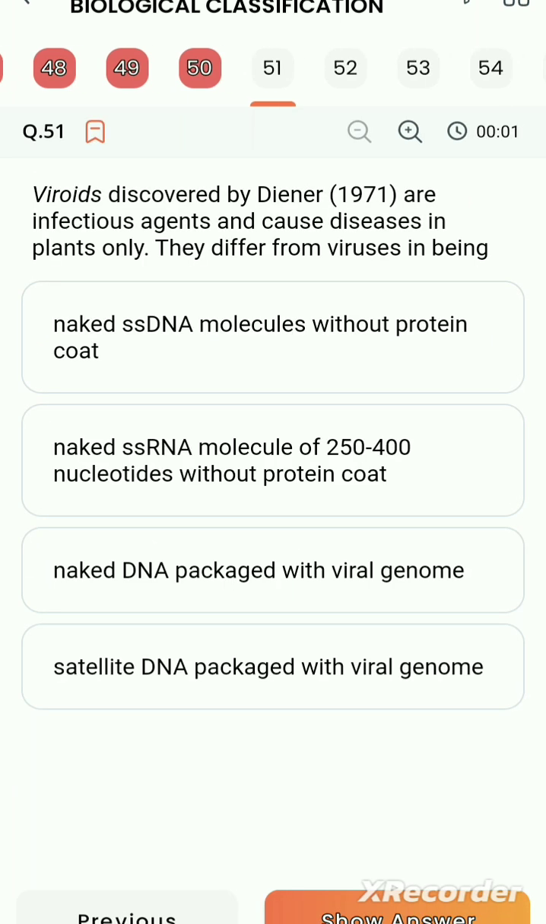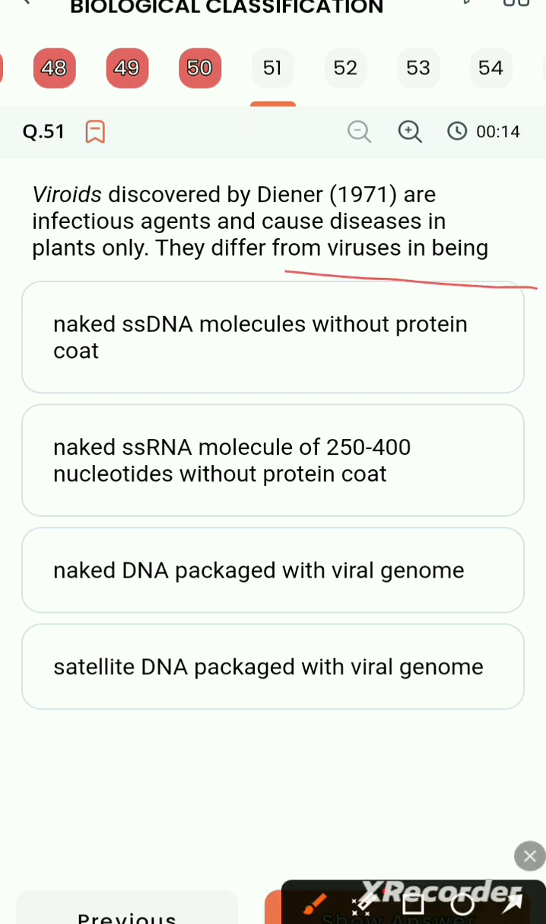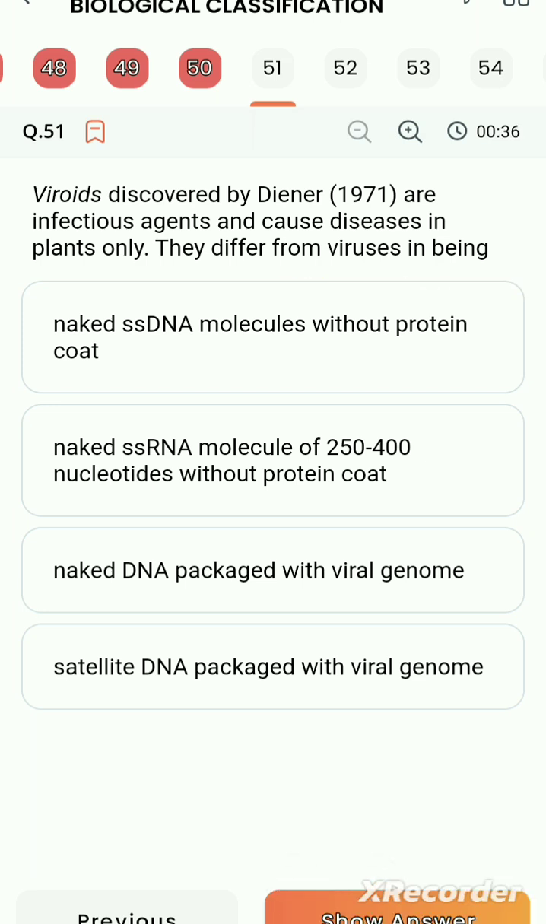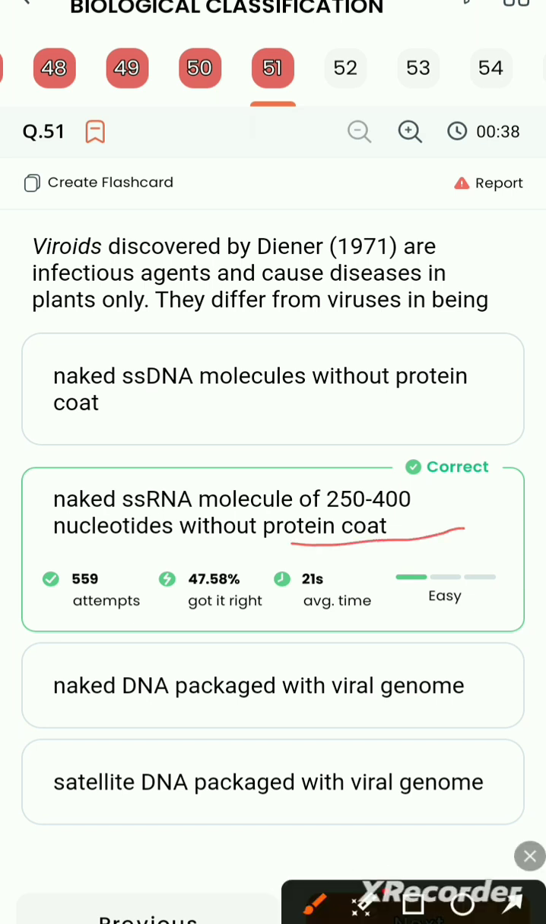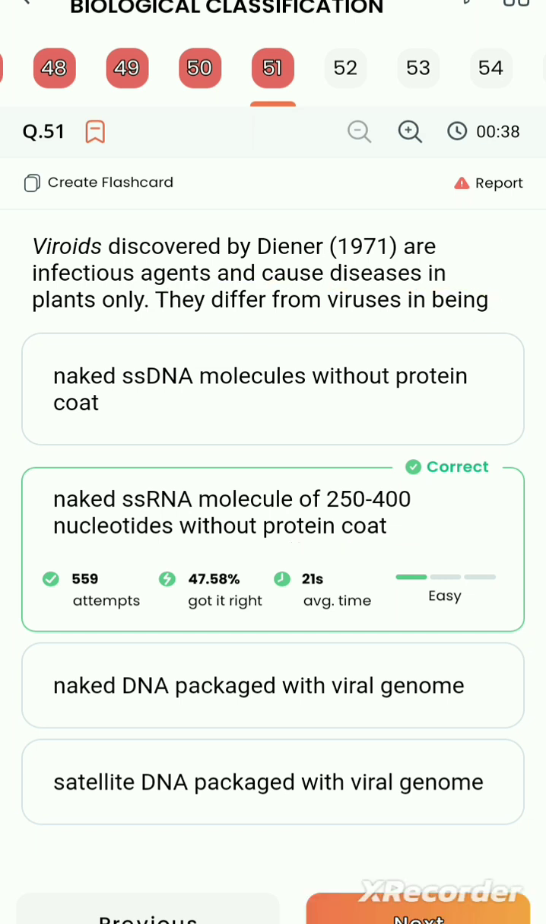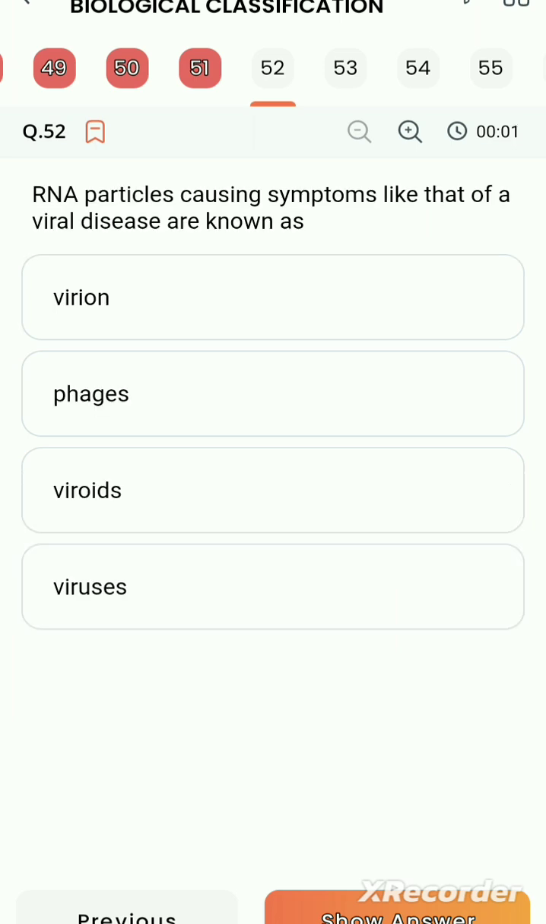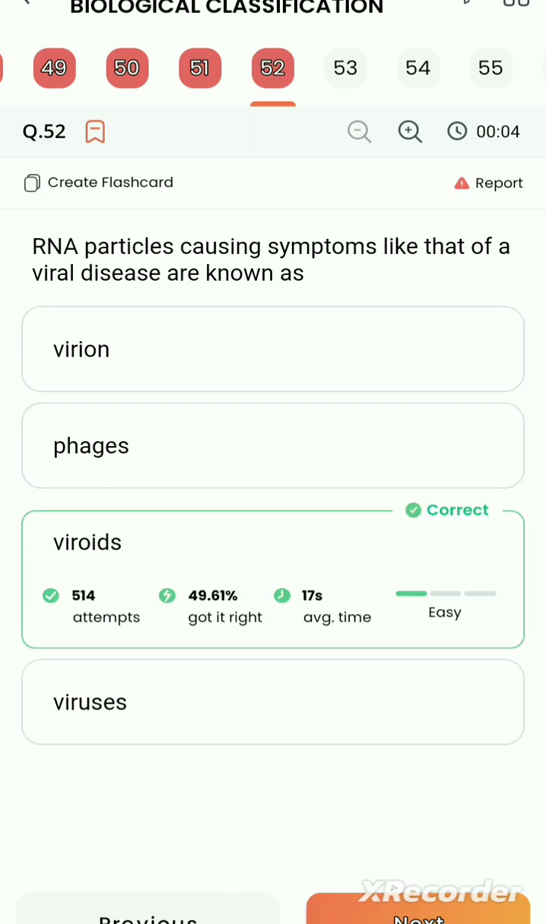Next, viroids discovered by Diener in 1971 are infectious agents and cause diseases in plants only. They differ from viruses in being what? That is naked single-stranded RNA molecule of 250 to 400 nucleotides without a protein coat. So they differ from the virus in this manner. RNA particles causing symptoms like those of viral diseases, viroids.